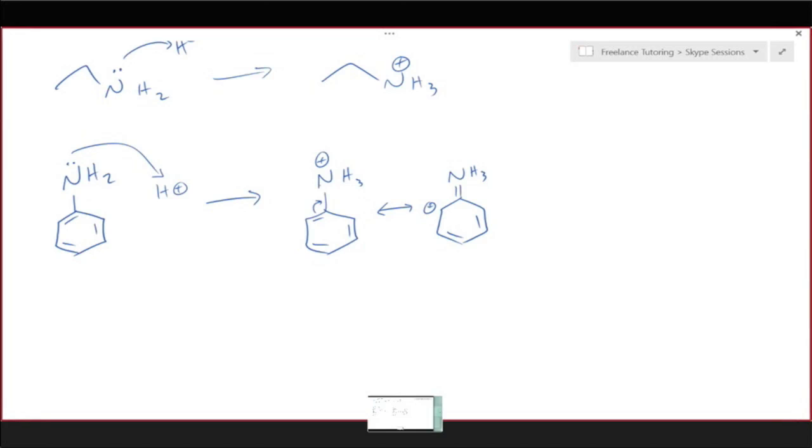Does the nitrogen with the positive charge have an incomplete octet? No. Remember, generally only carbons with positive charges have incomplete octets, not nitrogens. You can see it doesn't make any sense, because if you drew that resonance structure, the nitrogen would have 5 bonds. And certainly a nitrogen can't have 5 bonds.